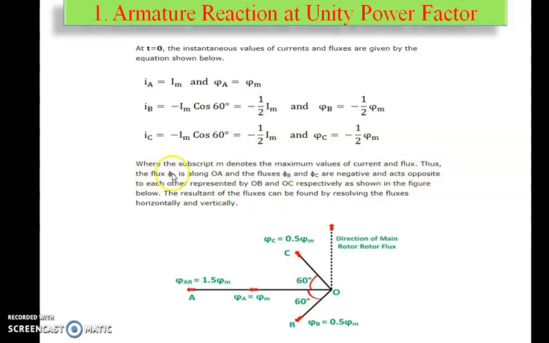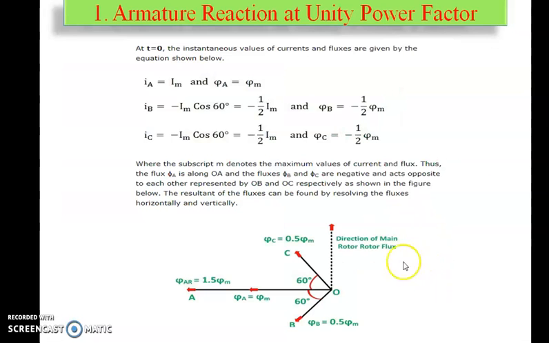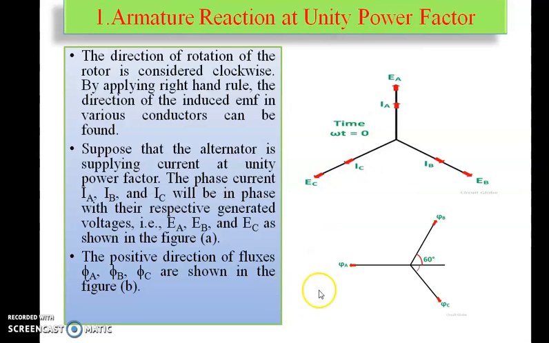Thus, the flux phi A is along OA, and the fluxes phi B and phi C are negative and act opposite to each other, represented by OB and OC respectively, as shown in the figure below. Simply, as per this direction you can look at these directions, phi A, phi B and phi C. This is nothing but the direction of the positive fluxes. Now we are taking reference of this figure, phi AR. So here, as I said, phi B and phi C.